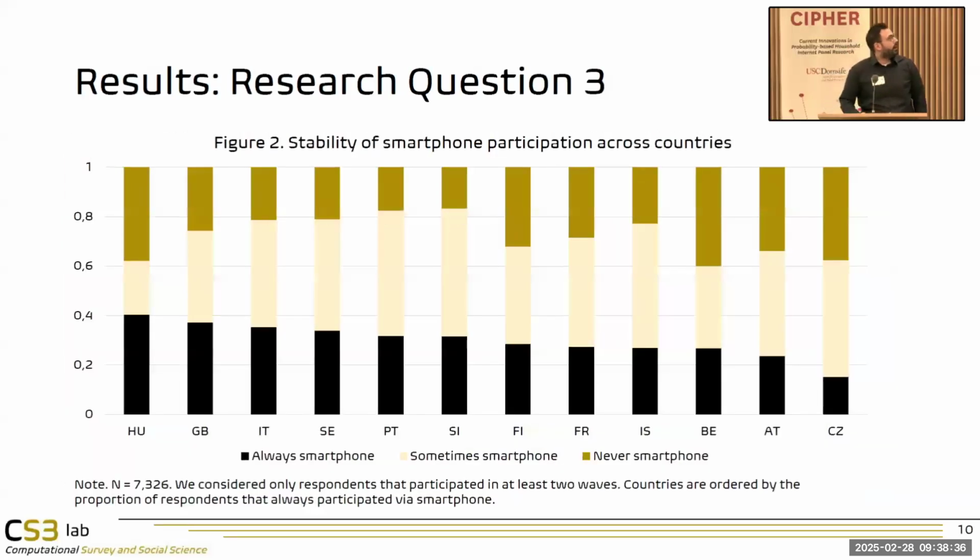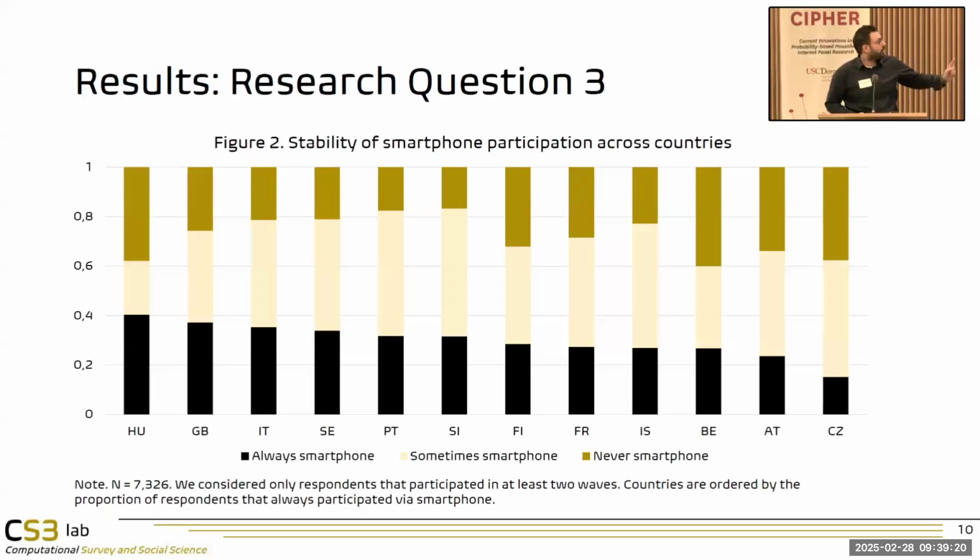So now when looking at the stability, we can see there's again quite some variation. For instance, we have Hungary, where about 40% always use a smartphone. They don't change the device at all. On the other side, in the Czech Republic, less than 20% are stable in using the same device. They change. We can also see on the upper part of the figure that some people always use the same device, but not the smartphone. So they stick to a device that is not a smartphone at all, a tablet or a PC. They don't use a smartphone at all.